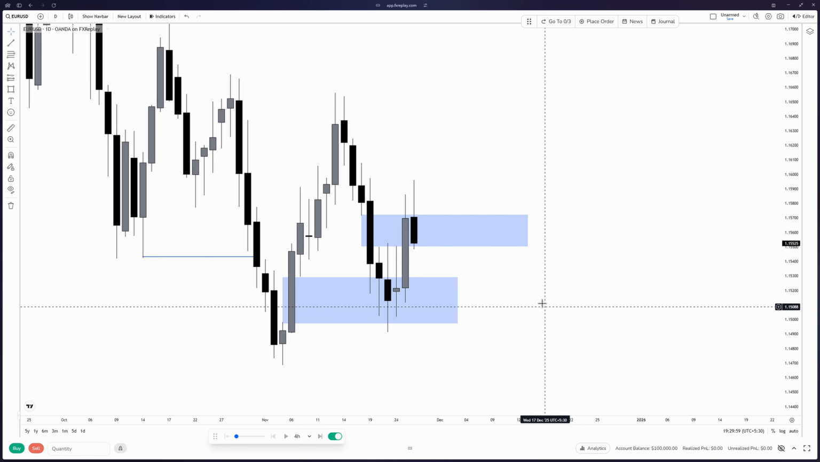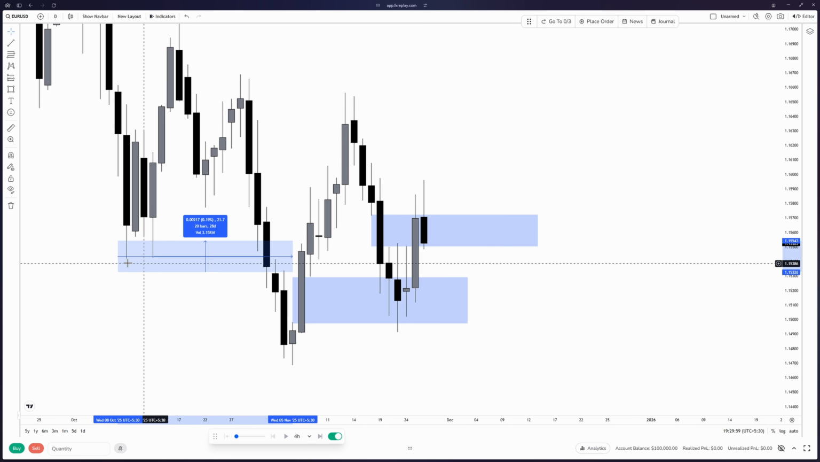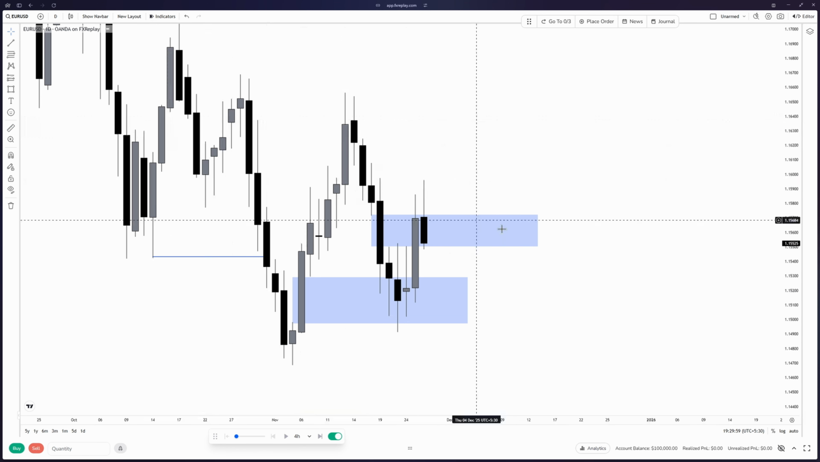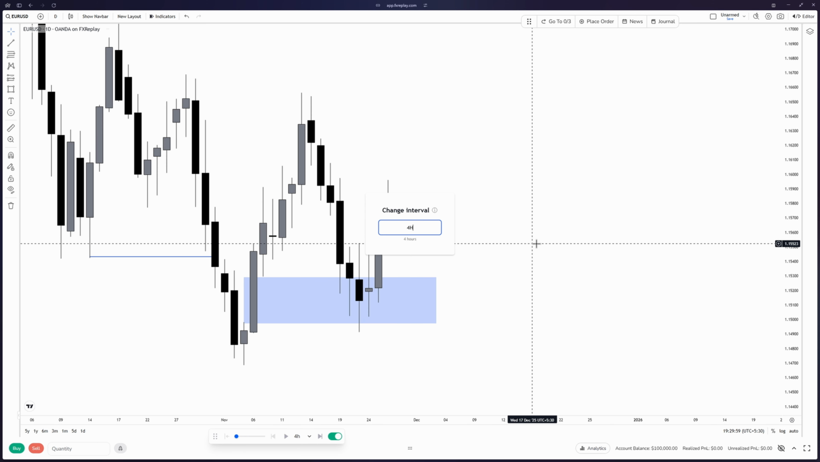What I told earlier is that without manipulation, fair value gaps mean nothing. We can expect a move only if there is some sort of manipulation. So our bias on the daily time frame is bullish.